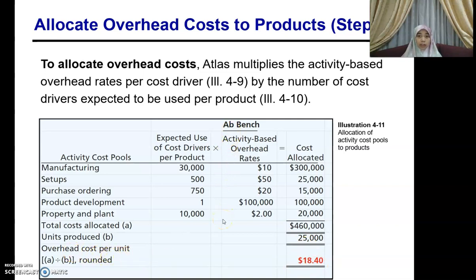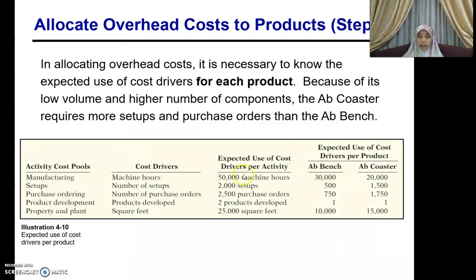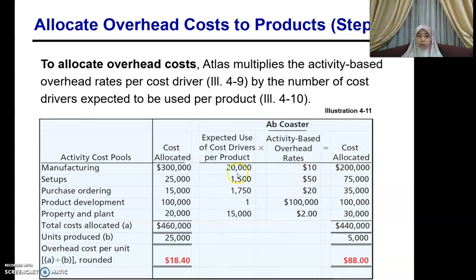And then you do the same thing for App Coaster. For App Coaster, you have identified the expected use of the cost driver as 20,000 out of the 50,000. So you take 20,000 times 10, you will get 200,000. You do the same for the rest of it, then you divide by the units produced, so you will get 88 ringgit per unit for your App Coaster.